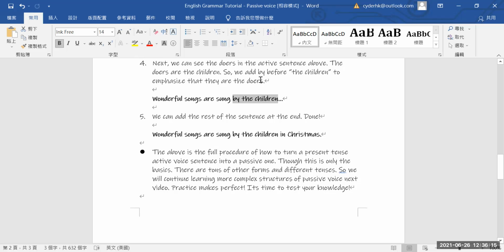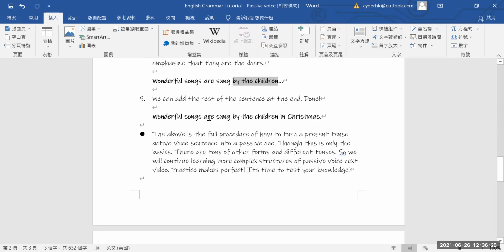Of course, this is optional, but if the active voice gave you the doer, you better write that down, because usually when the question tells you to change active voice into passive voice, you need to write down every single bit of information back into the passive voice. So this is the rule of changing sentences. So, by the children. And fifth, we can add the rest of the sentence at the end.